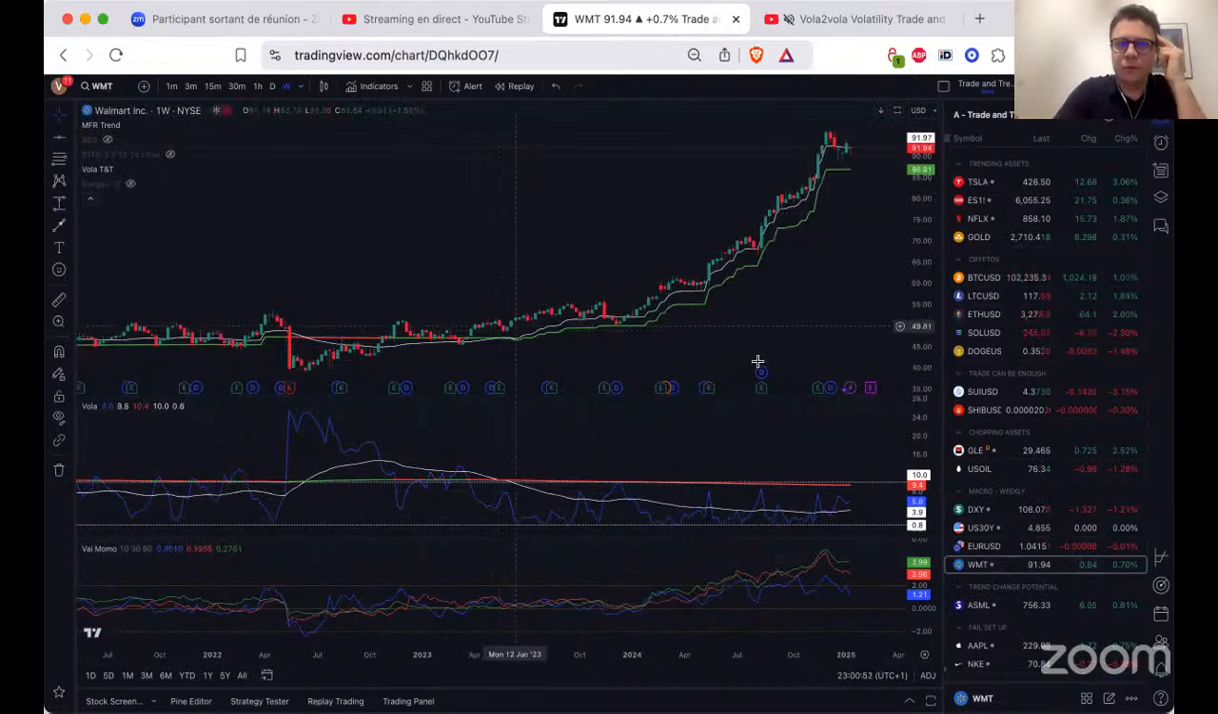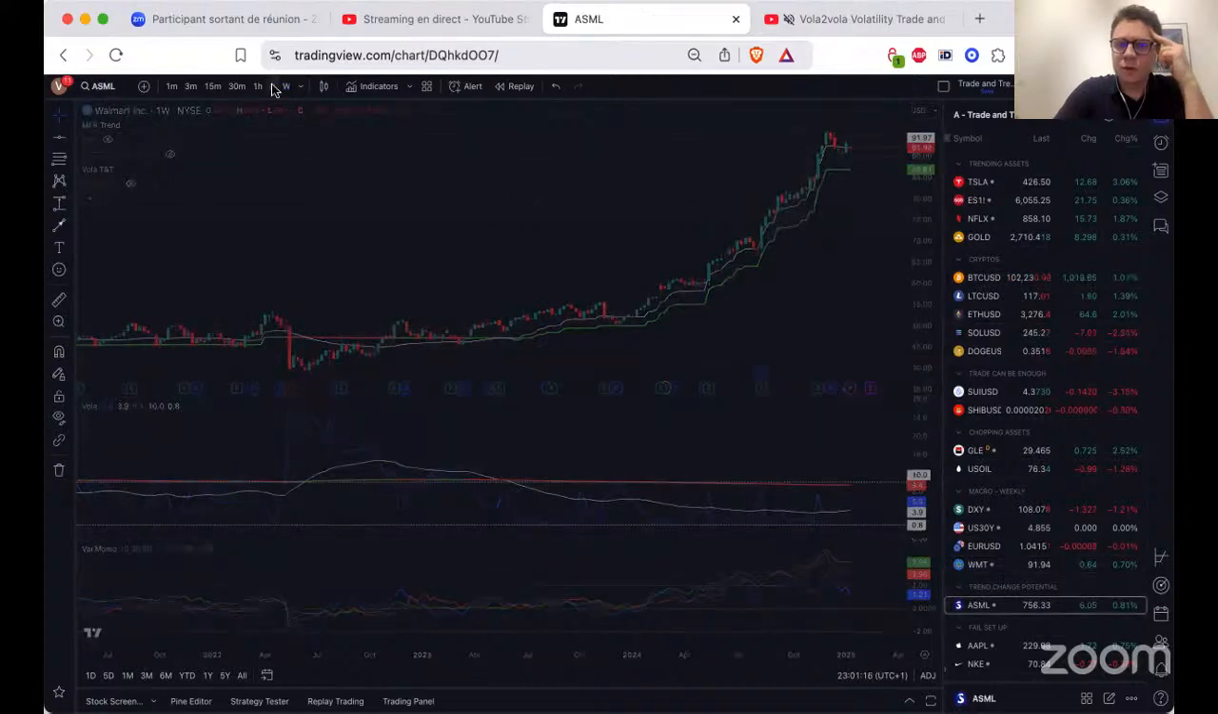So the weekly can be monitored on macro assets and on some tickers that you may have identified as very good trending tickers for long-term moves. Okay, let's get back to daily. I want to show you a potential trade change in one asset I'm looking at.